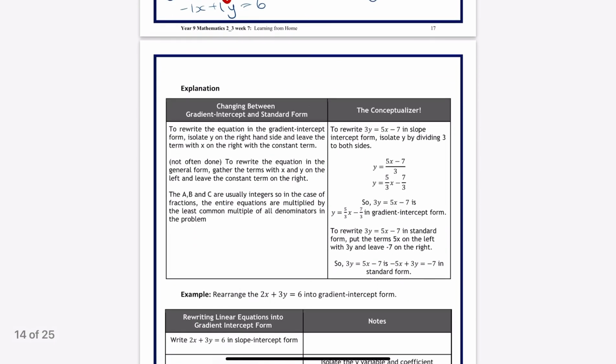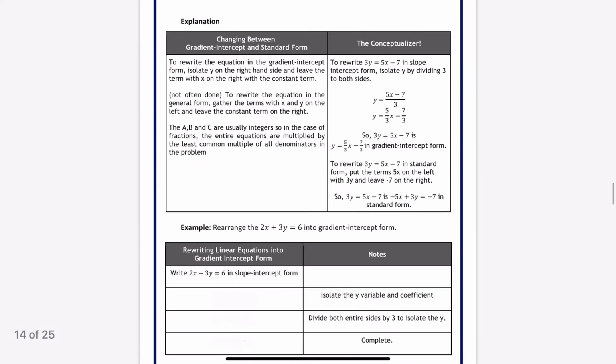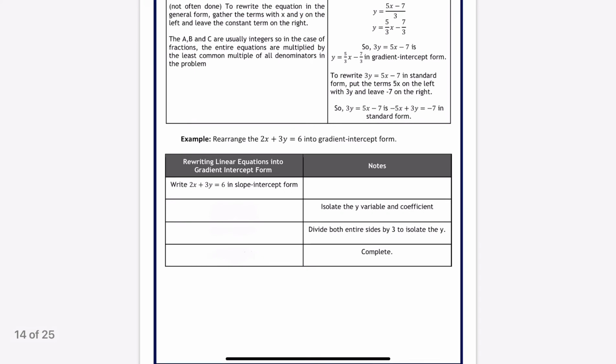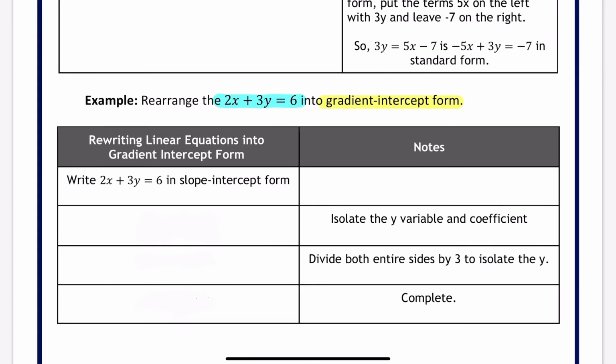Now let's go through how to change between them. Rearrange 2x plus 3y equals 6 into gradient intercept form. This here is our general form, and we have to change it into y equals mx plus c. To do this, we have to isolate the y variable by making it the subject. I'm going to zoom in here. We have to move everything over to the right hand side, except for the y by itself.